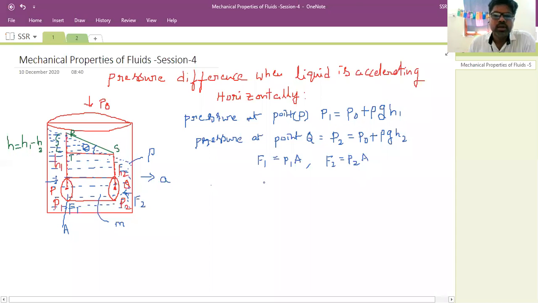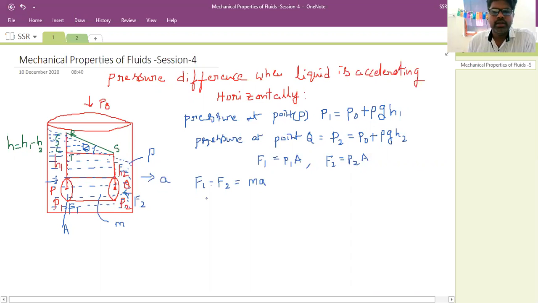Now, because the liquid is moving horizontally, this imaginary horizontal cylindrical liquid is also moving horizontally. Definitely there is a net force acting on it to move horizontally. The net force is equal to F1 minus F2. According to Newton's second law, net force F1 minus F2 is equal to MA.